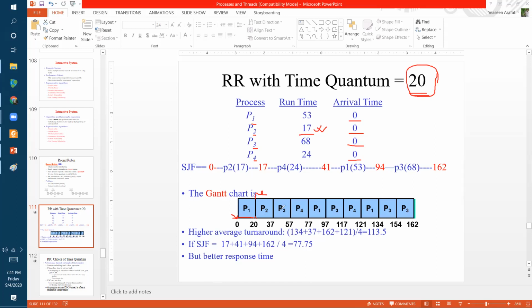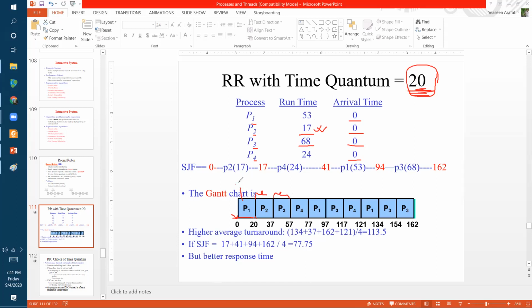Then P3 will come into action. P3 starts its journey from 37 and will work for 20 seconds because the quantum is 20. So P3 will work for only 20 seconds.